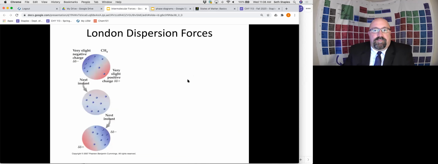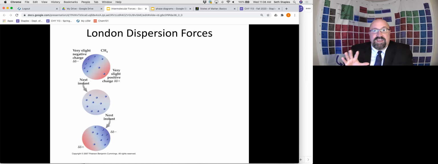And so let's start by looking at London dispersion forces. London dispersion forces occur in molecules that do not have a permanent dipole, whether that is because there are no polar bonds at all, or because there are polar bonds that are all symmetric and cancel each other out. Remember, we talked about that when we looked at molecular structure and polarity.